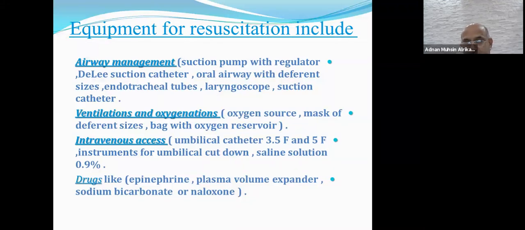Intravenous catheters available in different sizes, of course, with normal saline if we have hypotension. Drugs that may be needed, like a plasma volume expander, sodium bicarbonate, or naloxone. Of course, these drugs can be needed according to the state of our patients. This equipment should be available in the room of resuscitation.